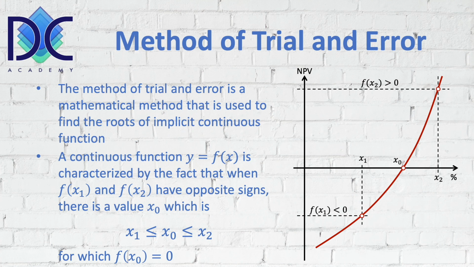We find for x1 that f of x1 is smaller than 0, so the net present value corresponding with the interest rate x1 is negative. We have a second one, x2, and for x2, f of x2 is larger than 0, or the net present value when we use the discount rate x2 is positive. Then we know that x0 is somewhere in between those two values. And this is the property that we are going to use if we want to do a manual calculation.